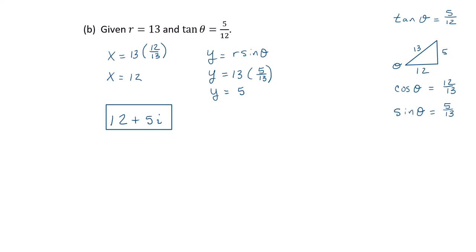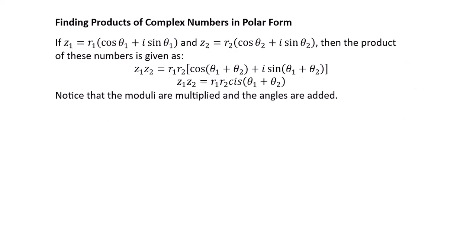in rectangular form. Finding products of complex numbers in polar form. If z sub 1 equals r sub 1 times cosine of theta sub 1 plus i sine of theta sub 1, and z sub 2 equals r sub 2 times cosine of theta sub 2 plus i sine theta sub 2, then the product of these numbers is given as z sub 1 z sub 2 equals r sub 1 times r sub 2 times the cosine of theta sub 1 plus theta sub 2 plus i sine of theta sub 1 plus theta sub 2.